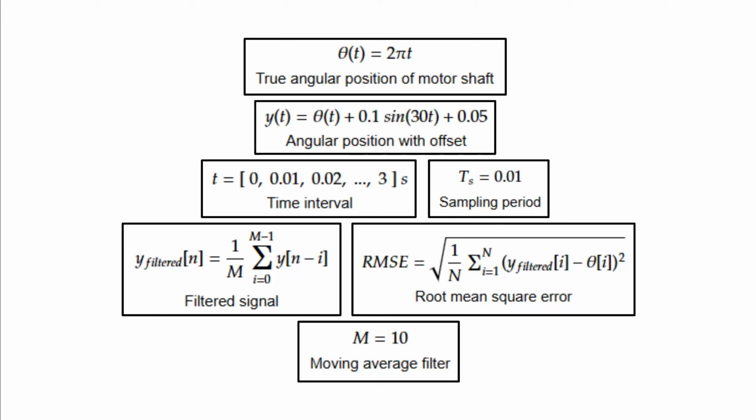Now y filtered at sample n is this series here, and it calls upon the y function. It calls for the n-ith element. Notice those are brackets, not parentheses, so that's not y of n-i, that's the n-ith element of y. And then the root mean squared error, similar to that, calls upon the y filtered function and the theta function at sample i, and it has a series as well. Then we have the moving average filter, m equals 10. That's just a value we'll plug into the filtered signal.